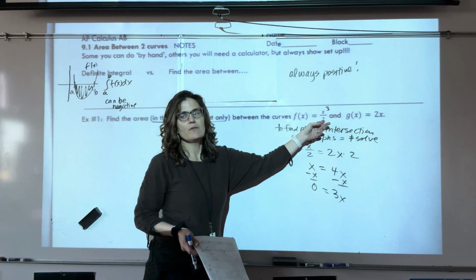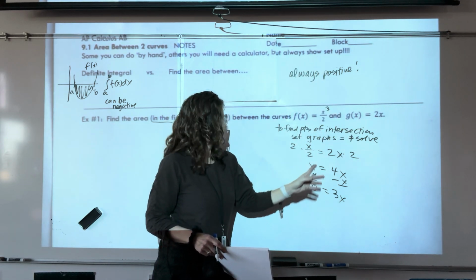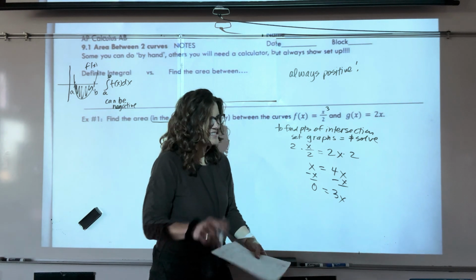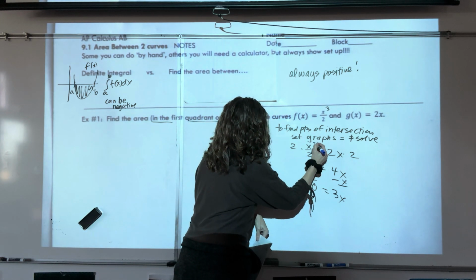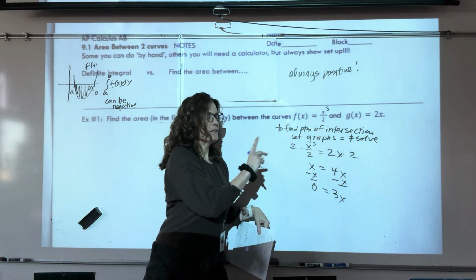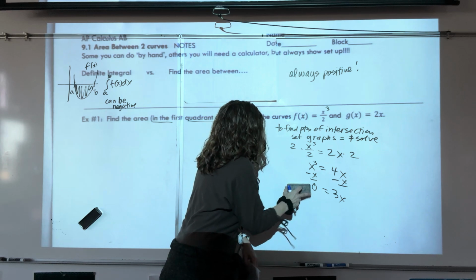If it was just x over 2, that would have been a line crossed with another line, and they would have just had one point of intersection. As I was solving, I was like, wait, I'm only getting 0. That was not what I wanted to do. So let's try this again. What if it's x cubed over 2? I still like multiplying both sides by 2, but now we'd have x cubed equals 4x.